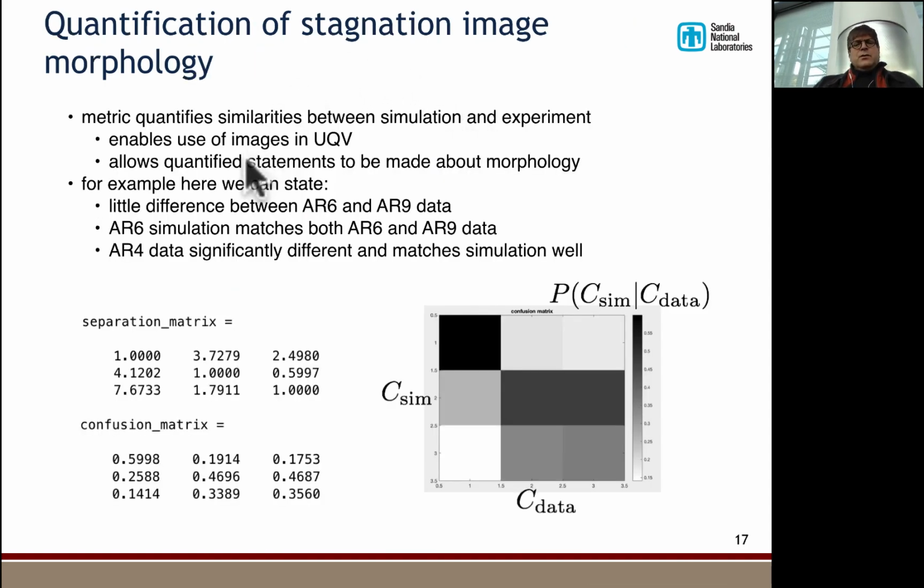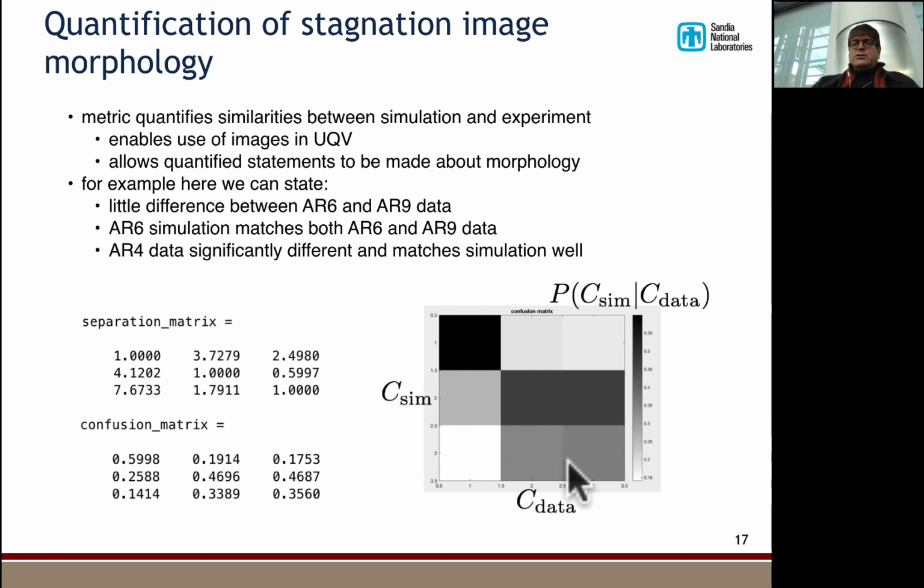After we did this, we were able to show that the 4.5 aspect ratio simulation was very close to what the data looked like for the 4.5 aspect ratio experiment. The same was true for the aspect ratio 6. In this case, it was the aspect ratio 6 simulation which is most like the aspect ratio 6 data.